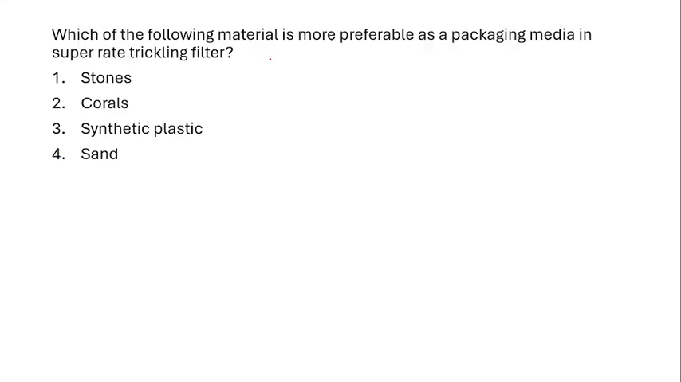Now, which of the following materials is more preferable as a packing media in a super rate trickling filter? We know high rate trickling filter, low rate trickling filter, and super rate trickling filters are there. Based upon the packing media, these filters are classified into three types. So, which material is used in the super rate trickling filter? What is the right answer? Is it stones, corals, synthetic plastic, or sand?